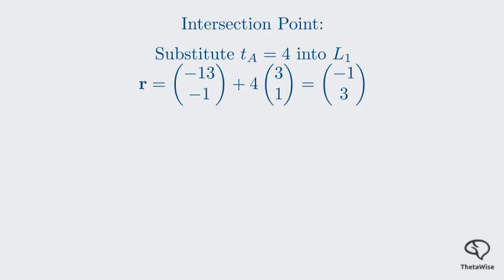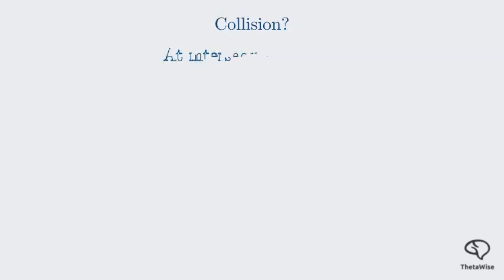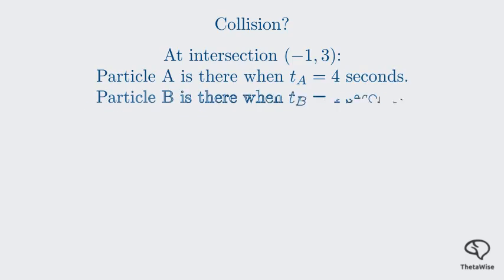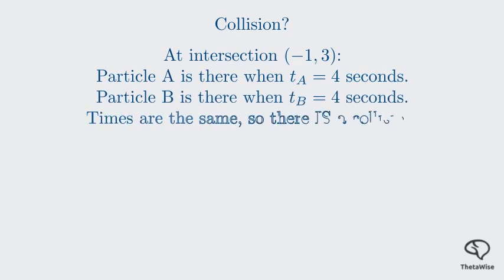Did they arrive at (-1, 3) at the same time? Since TA equals 4 and TB also equals 4, the times are identical. This means a collision did occur at the point (-1, 3) after 4 seconds.